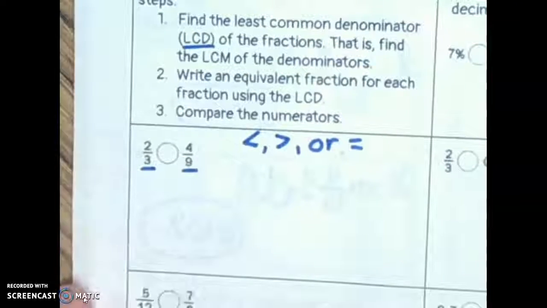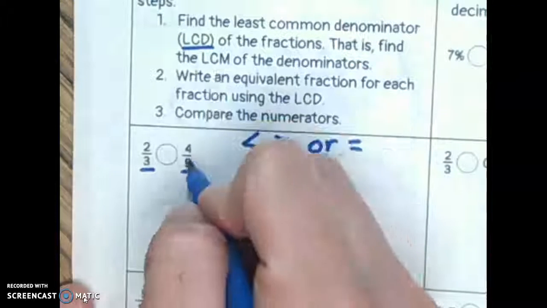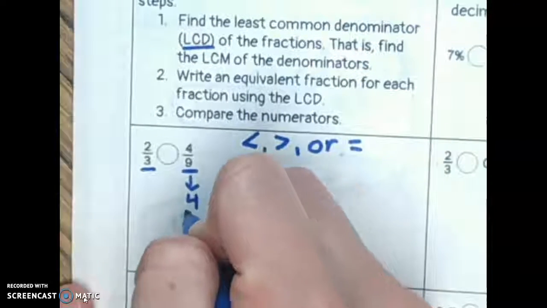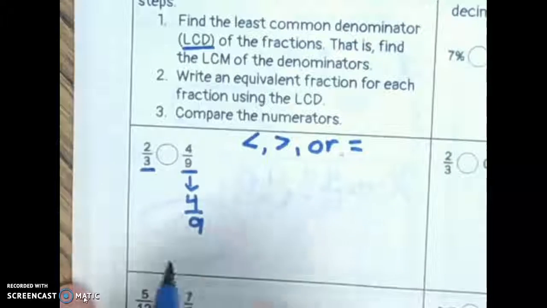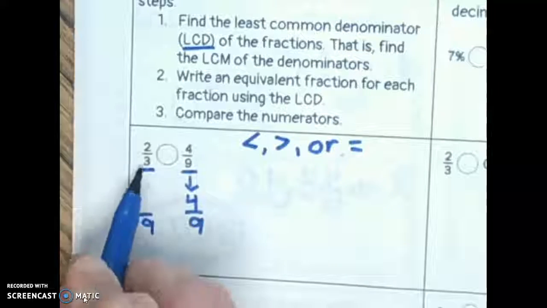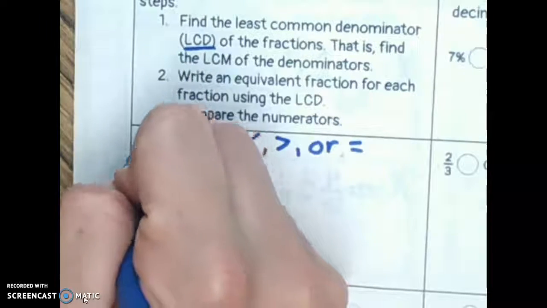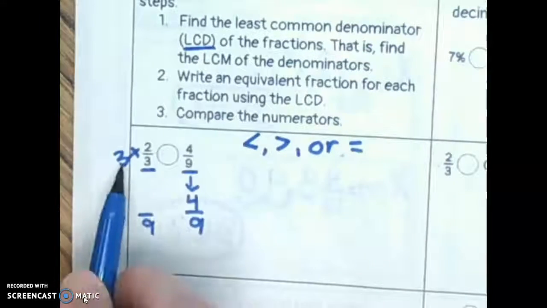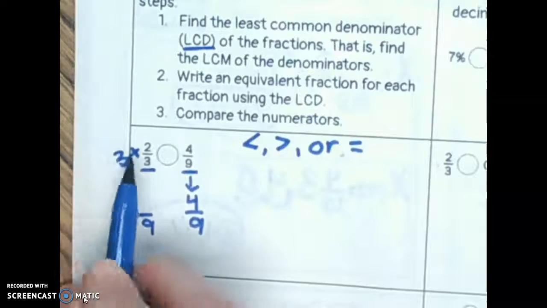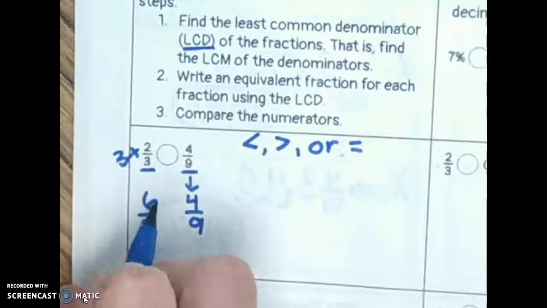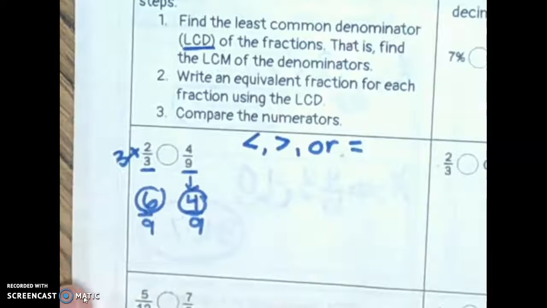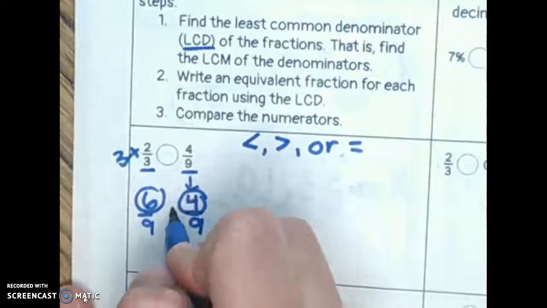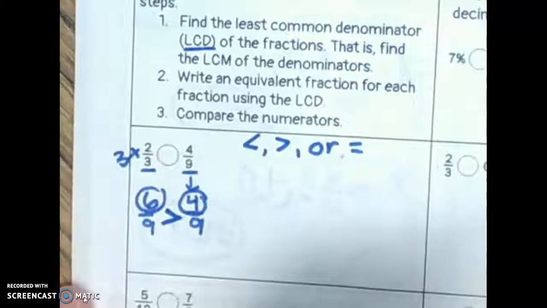I know that I can change 3 into 9, so I'm going to leave 4/9 the same, so I'm going to drop it right down. But 2/3, I need to multiply to get my bottom number to be a 9. To get 3 to be 9, I need to multiply by 3. So 3 times 3 is 9, 3 times 2 is 6. Now we're going to look at these top numbers. Is 6 greater than, or less than, or equal to 4? And the answer is greater than.